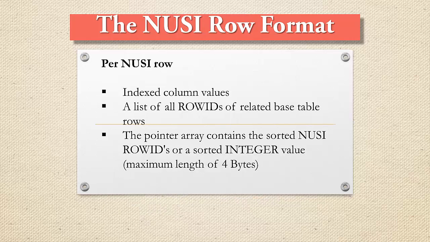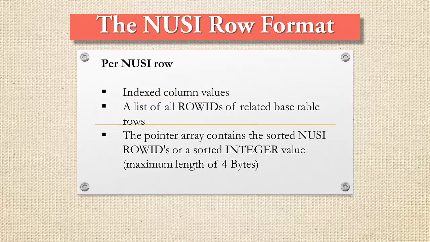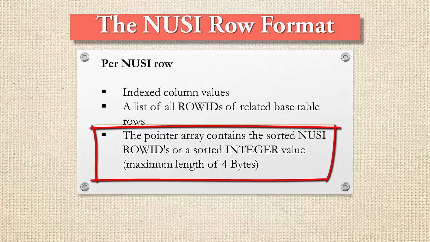A NUSI subtable is made of a row hash of the combination of the index columns, the columns over which the index is defined, with the original values entered in the cells, followed by a list of all row IDs of the base table rows that associate with that particular value combination. In blocks filled with NUSI entries, the row pointer array contains the sorted NUSI row IDs, or, if value ordering is in place, a sorted 4-byte integer value.